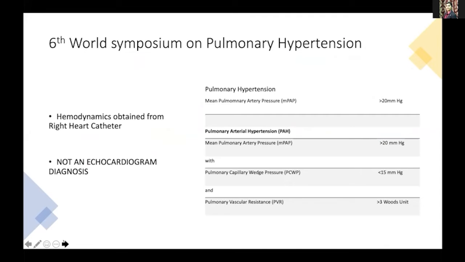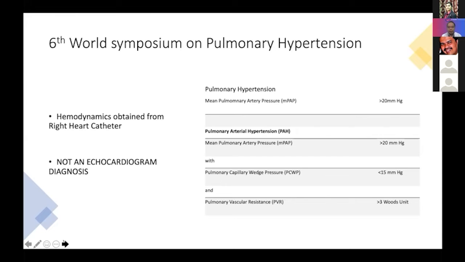It is important to note that in the 6th World Symposium on Pulmonary Hypertension in 2018, it was decided that the mean pulmonary arterial pressure threshold is more than 20 millimeters of mercury. When the mean pulmonary arterial pressure is more than 20, you are diagnosed to have pulmonary hypertension. This hemodynamic is obtained from right heart catheterization. It is important that you don't obtain this value from an echocardiogram. Echocardiogram is not a tool for diagnosis; it's a tool for screening.